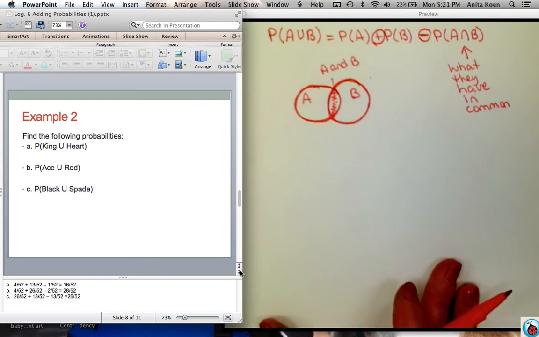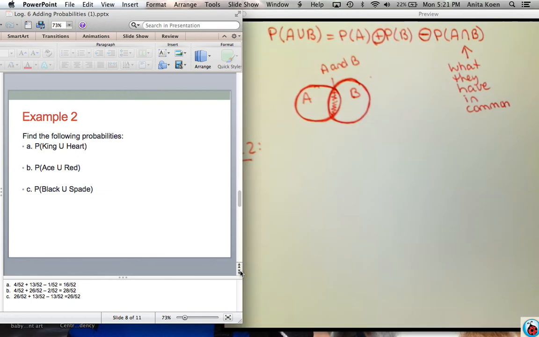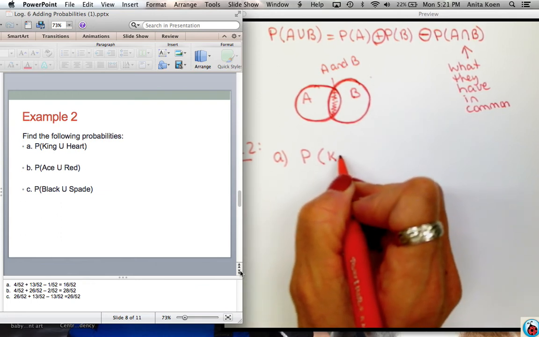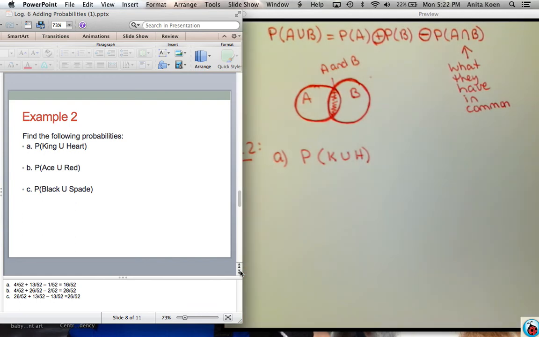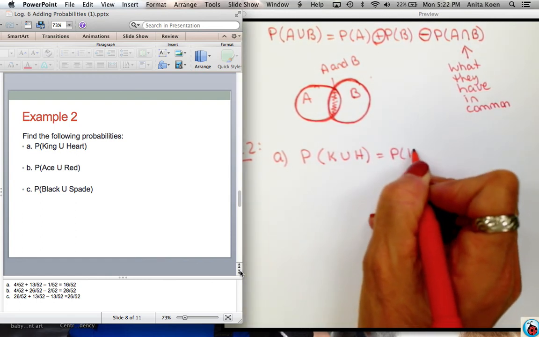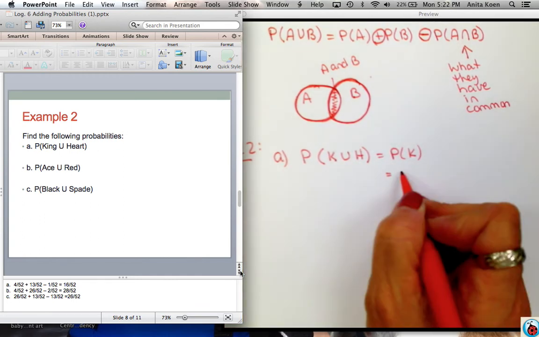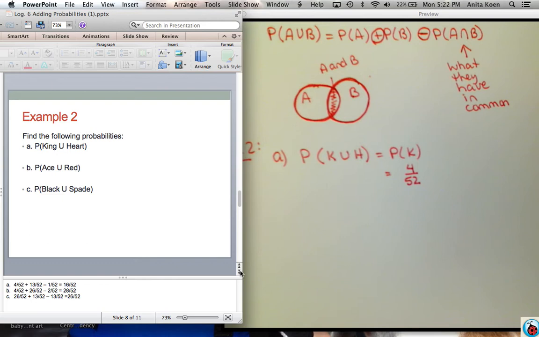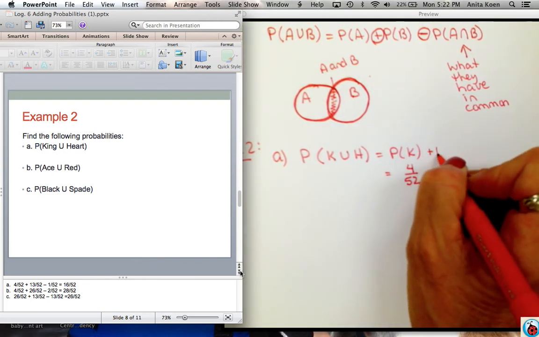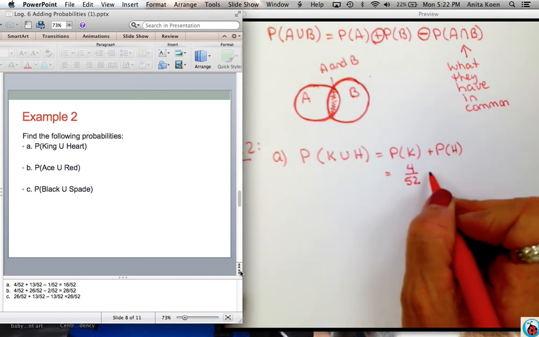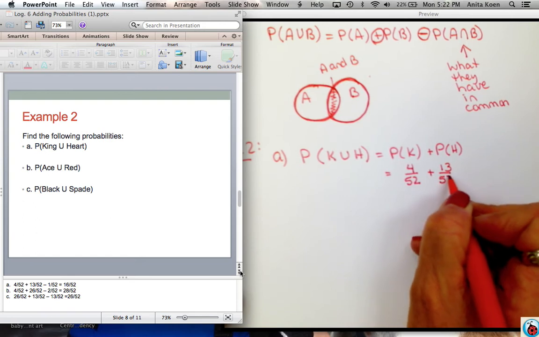Okay, example number 2. Find the following probabilities. Say, let's do letter A. The probability of a king or a heart. Well, the first thing we need to do is find the probability of a king. So the probability of a king, there are 4 kings in the deck out of 52 cards. So 4 out of 52. The next thing that we have to do is find the probability of getting a heart. The probability of getting a heart is 13 out of 52 because there are 13 hearts out of 52.